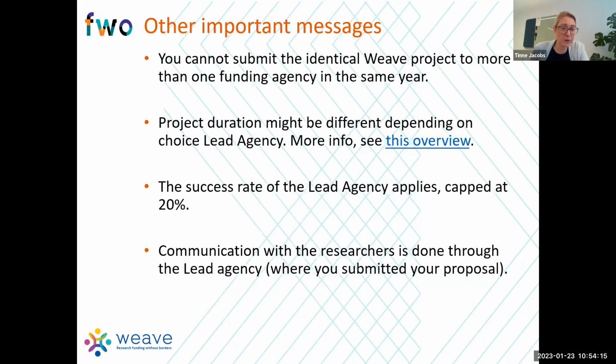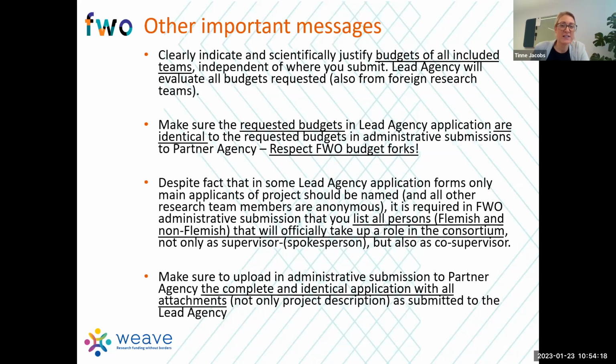So also another one, the third one, sorry, from the previous slides. In some lead agency application forms, only main applicants should be named and other team members have to be anonymous. For example, when NCN from Poland is the lead, some applicants have to remain anonymous. But it's still required in the FWO administrative submission to list all the persons, the Flemish and the non-Flemish ones, that will take up an official role in the consortium. So you cannot restrict to only the supervisor spokespersons, but also list to the FWO all co-supervisors.